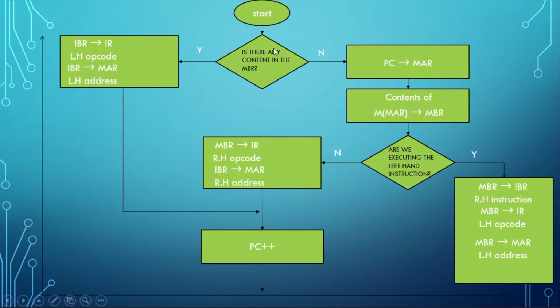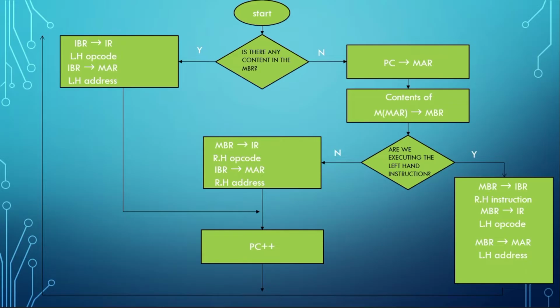And that's the fetch cycle, right? So in our execute cycle, we don't have anything in the memory buffer register, but we do have something in the memory address register, so we can skip this step. Then we copy all the contents that are in the memory address register into the memory buffer register. And then we say, are we executing the left-hand instruction? If not, because we're executing the right-hand instruction now, then the right-hand opcode goes into the instruction register from the memory buffer register. And because we already have an address in the memory address register, we skip this and then we increment the value by 1. And then we start this process over and over again.